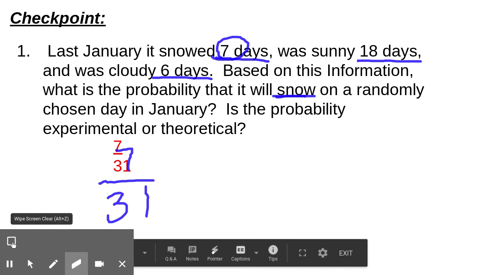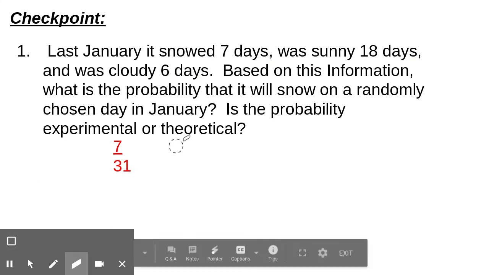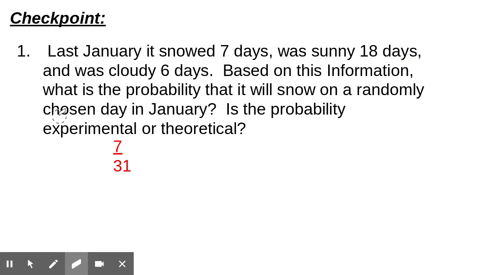Based on this, what is the probability? Well, it's 7 out of 31. Can I reduce that? The answer is no. But here's the question. Is this probability an experimental probability, or is that theoretical probability? Remember, experimental probability is you had to record results based on repeated trials of an experiment, and theoretical means that you know what's going to happen.